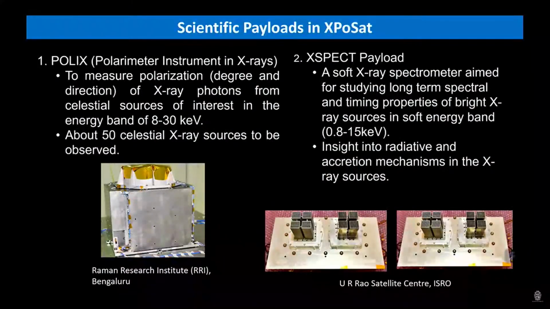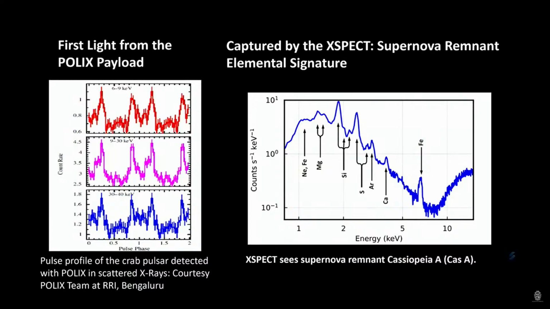And these two instruments, POLIX and XSPECT, are very interesting instruments. And we are going to look at some of the well-known bodies. About 50 of the X-ray sources will be observed in a systematic manner. These instruments have been realized by the Raman Research Institute as well as the U R Rao Satellite Center. And I believe this is also something which we are looking forward to in the days to come for substantial scientific outcome. Some of the initial observations by these payloads, both POLIX and XSPECT, are shown here.